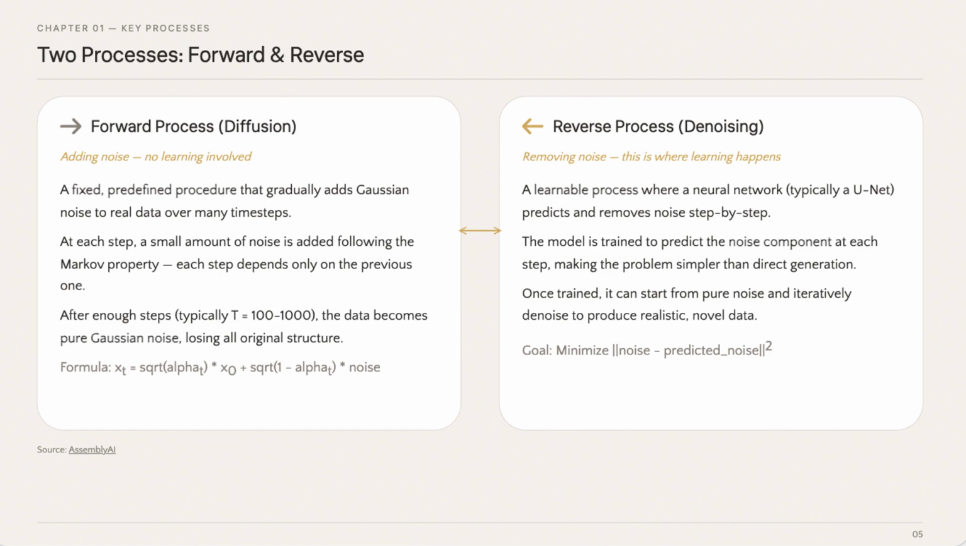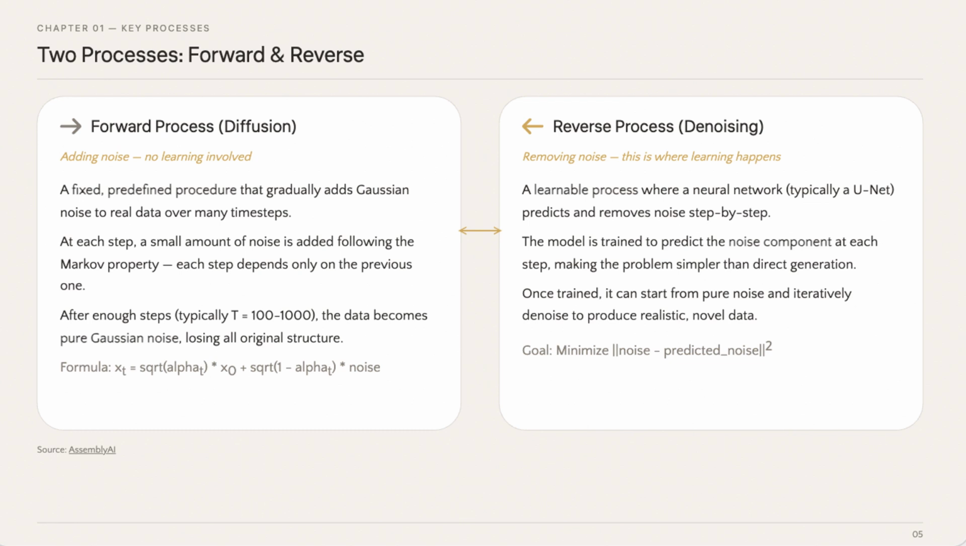The forward process is simple and mechanical. We take a perfectly clear image and gradually add random Gaussian noise over hundreds of steps. Each step only depends on the one right before it, which is a concept known as the Markov property. Eventually, the image is completely destroyed, leaving us with pure static.